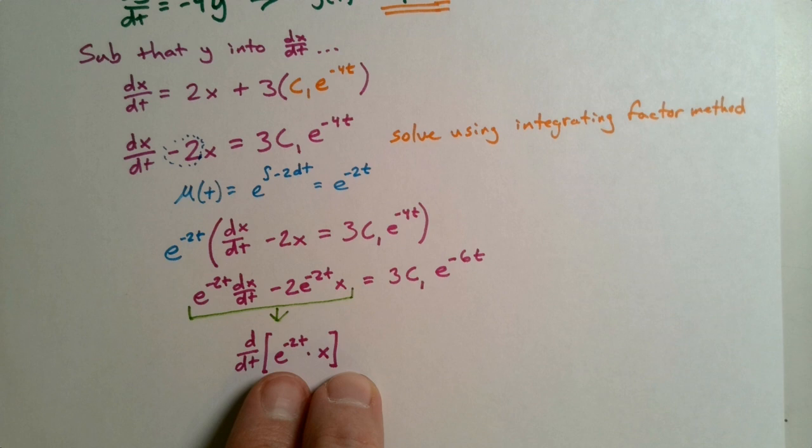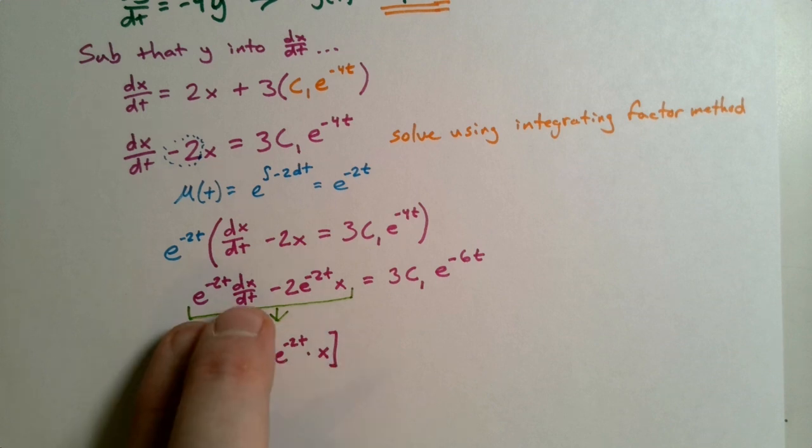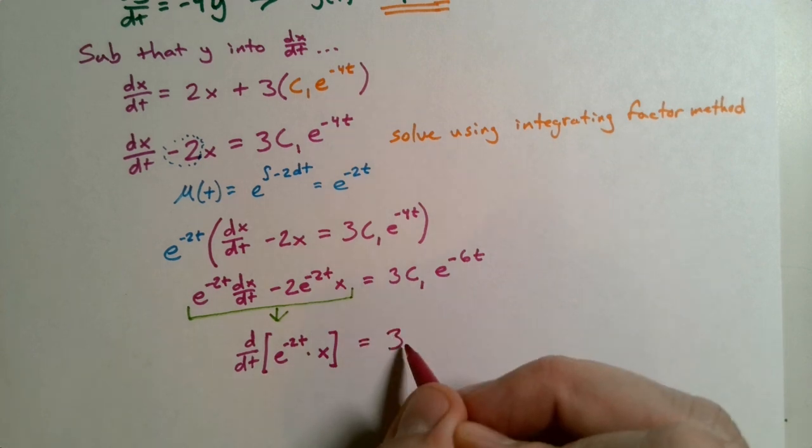The derivative of the first factor would be -2e^(-2t) times x. That's this term right here. And the other term would be this times the derivative of x, so dx/dt. Sure enough, there it is. So it worked out. The right-hand side is just what it is.